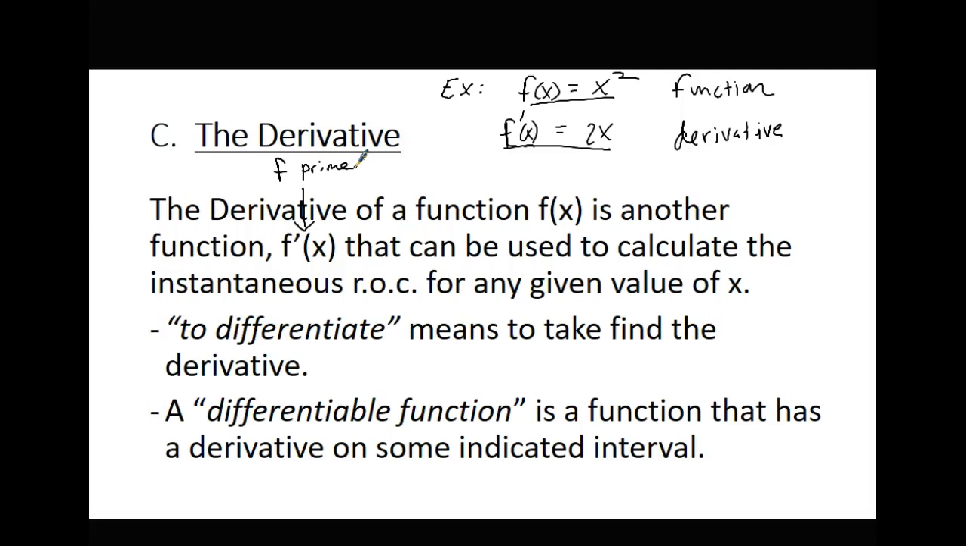Next one. A differentiable function is a function that has a derivative on some indicated interval. Not all functions can always have a derivative. A derivative is a function that tells you the what? The instantaneous rate of change. Which is a fancy word for the slope at any point. So is it possible for a function to fail to have a slope at a point? What does a function with no slope look like? A vertical line. Okay? So for instance, square root function looks like this, right? Well, the slope would be the slope of the tangent line at that point. So a tangent line at that point would just be a vertical line. It does not have a derivative at the end point. It's not differentiable. Okay?